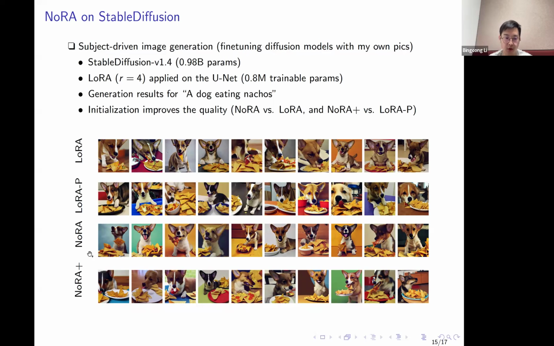But in both NoRA and NoRA Plus, you can see that there are some figures that do not really obey physical laws. For example, there is a nacho that is floating. There is a floating plate. But this actually goes beyond the scope of the algorithm side, so we leave it for future work.